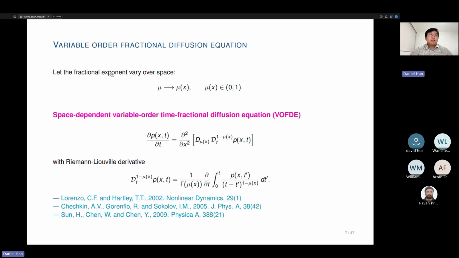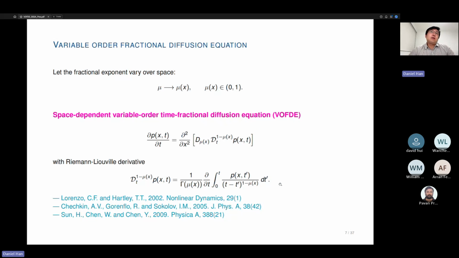So the model that we're going to consider is to let the fractional exponent vary over space. We're going to change that mu that we saw previously and say that now the parameter mu depends on space itself. And so we obtain what we call the space-dependent variable order time fractional diffusion equation, which is a bit of a mouthful. And the Riemann-Liouville derivative here, the definition has changed slightly so that you now have to include spatial dependence in all of the exponents that occur, inside the gamma function and inside the integral with the power law kernel.